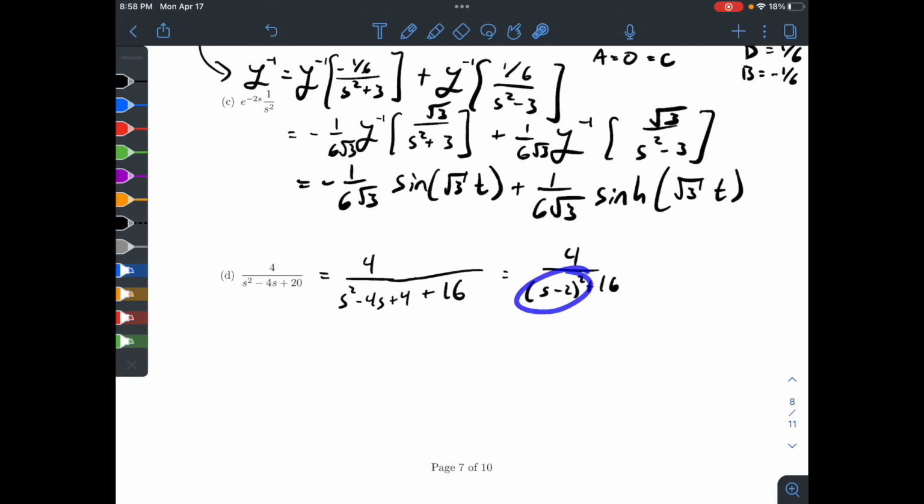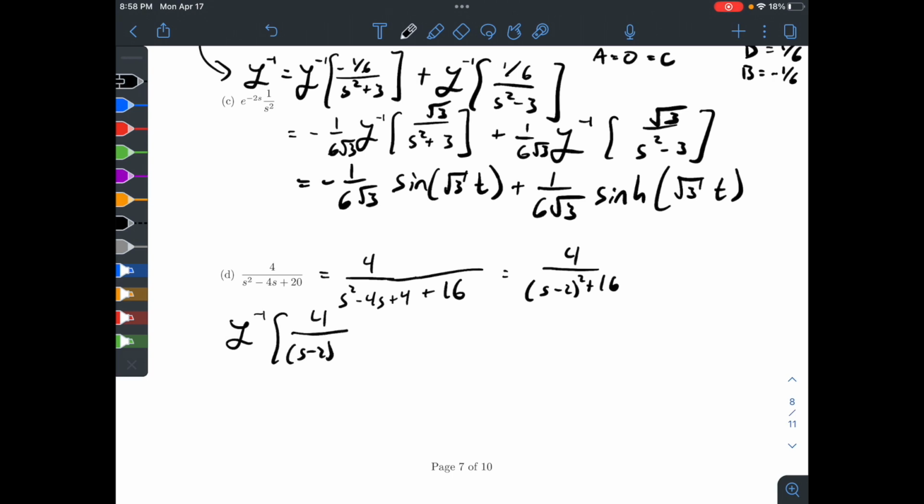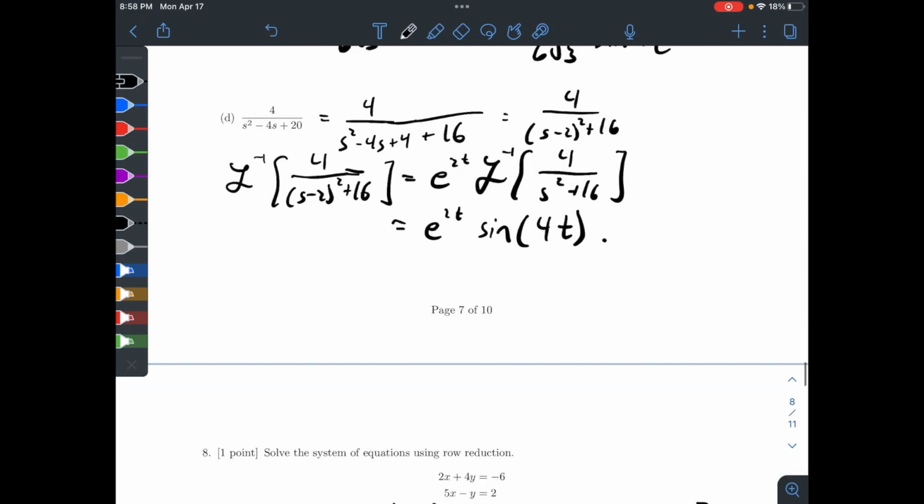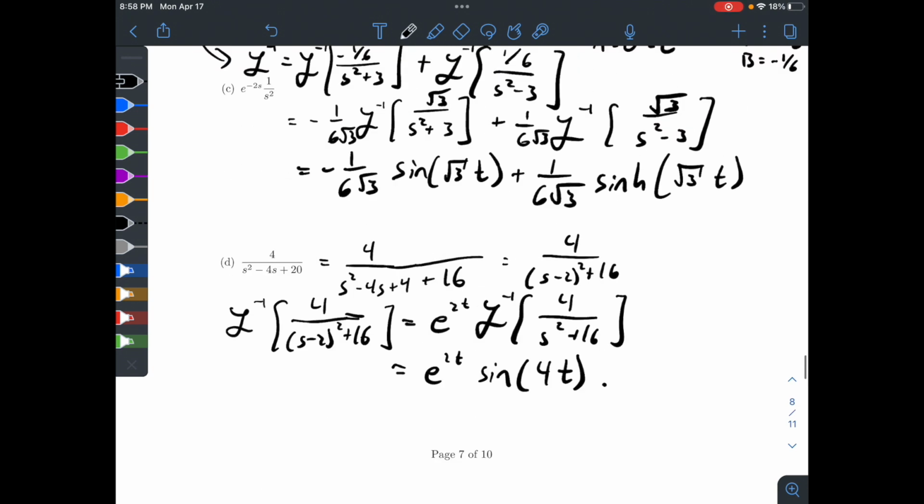This is easier to work with because now this looks like a translation. So L inverse of that is equal to e to the 2t times L inverse of 4 over s squared plus 16. And that is just sine of 4t. All right, cool. So that's that.